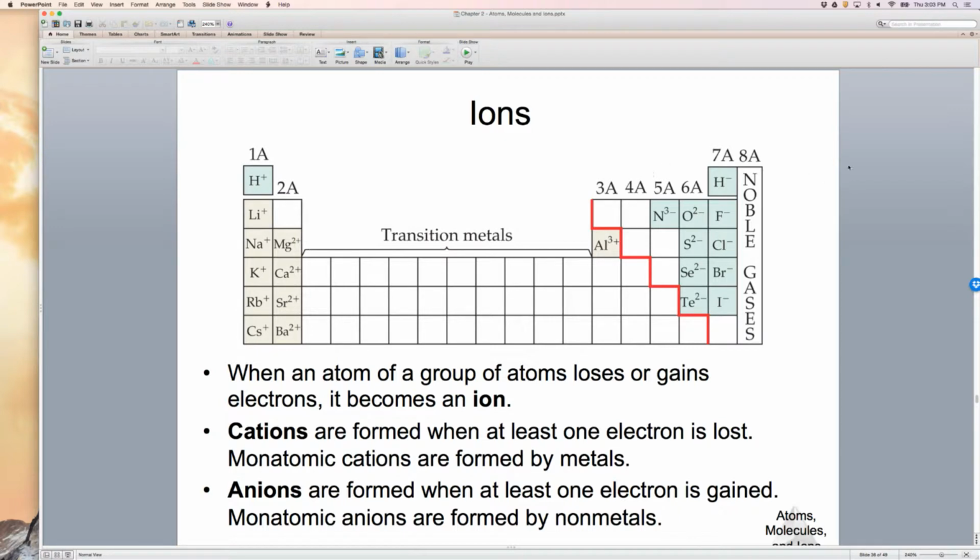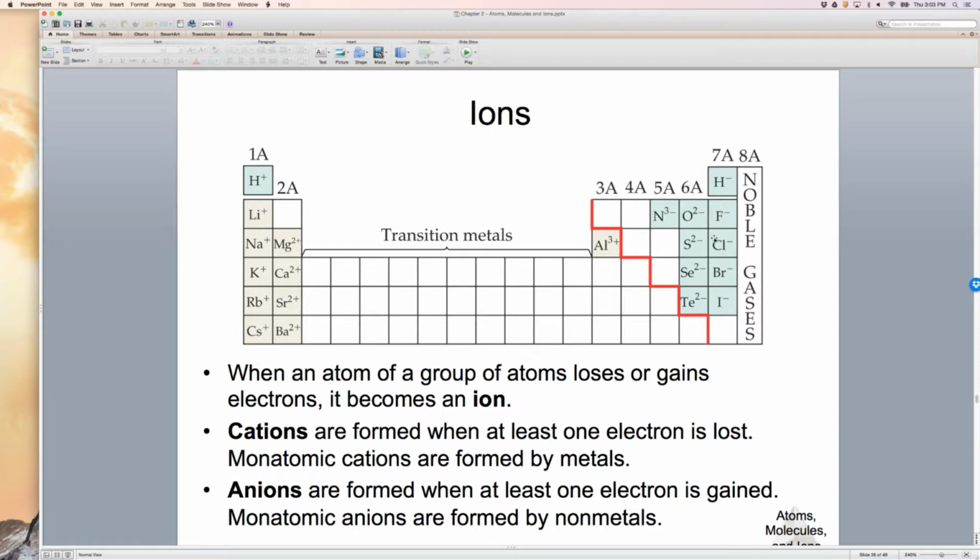So here we have a cutout, essentially, of the periodic table, the part that we're interested in, and we see that our group 1A, remember, alkali metals, 1A, alkali metals except for hydrogen. Group 2A, alkaline earth metals. Group 6A, chalcogens, and 7A, halogens. Now, all of these are the common ions that are formed from any of these elements.